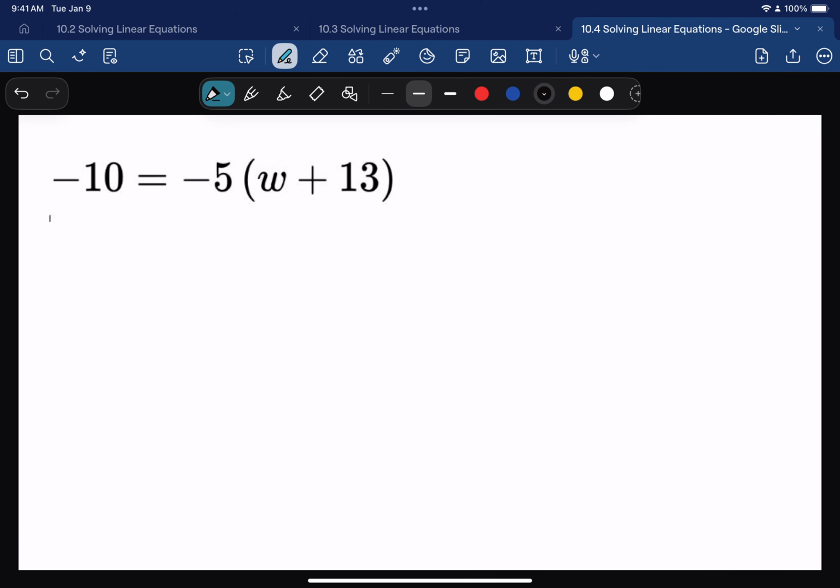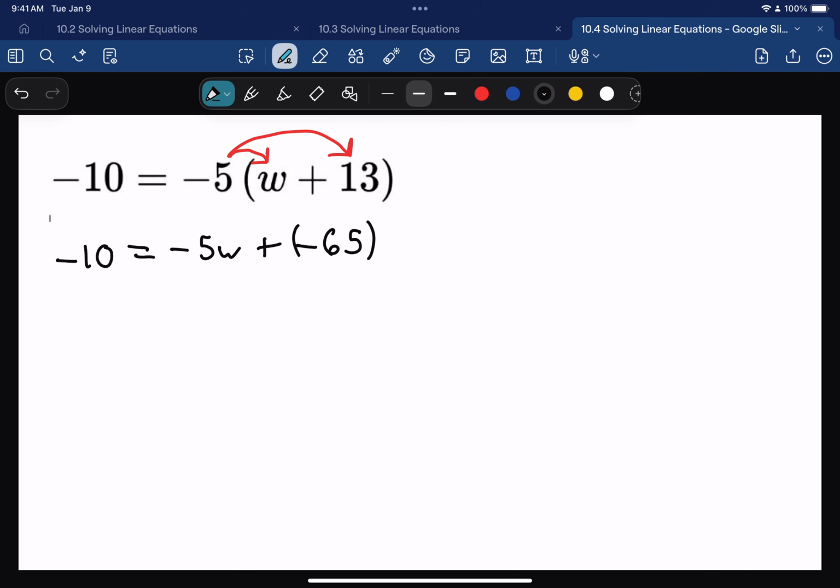Okay, so distribute negative 5. Let's distribute it in. Distribute and distribute. Okay, so negative 5 times w is going to be negative 5w. So let's rewrite this. Negative 10 equals negative 5w plus 13 times negative 5. Let's see what that is. It's going to be negative 65. So plus negative 65.